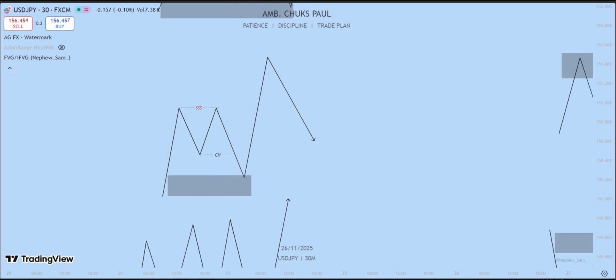We have an imbalance, right? And then for us, this is not a change of character, right? But this is a correctional move to continue to the upside. So we have this double top liquidity here that we were anticipating price to take out as our take profit.